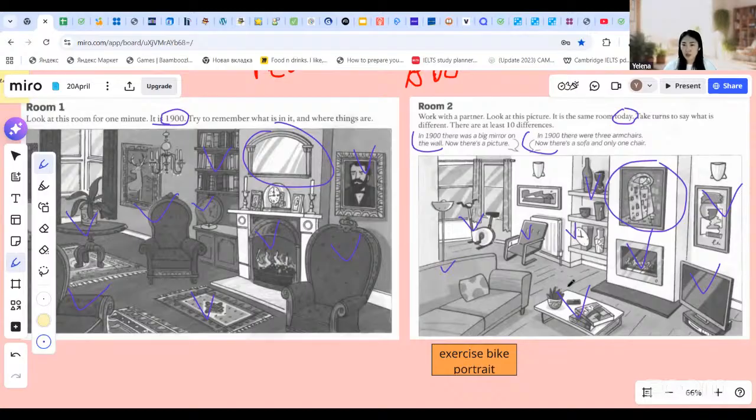Okay, I guess enough, right? So that's how it works, Seyhan. When we compare, for example, past and present, it's all about the verb to be. Was, were, is, are. All right?